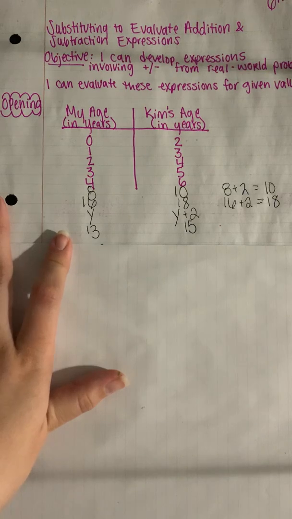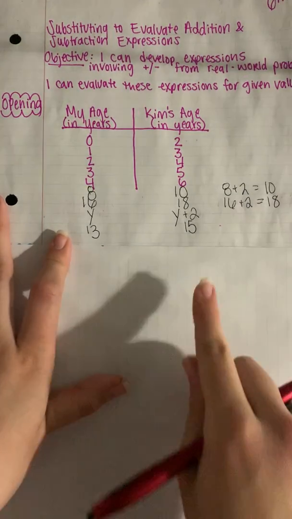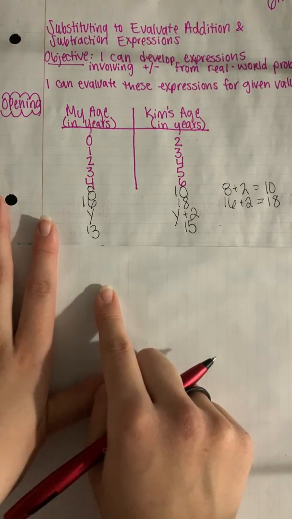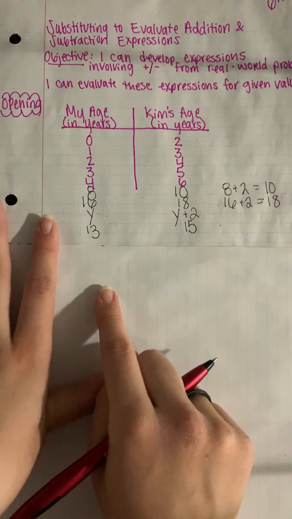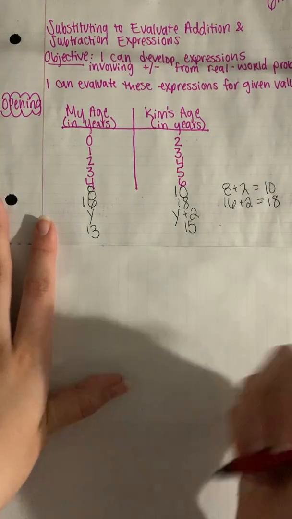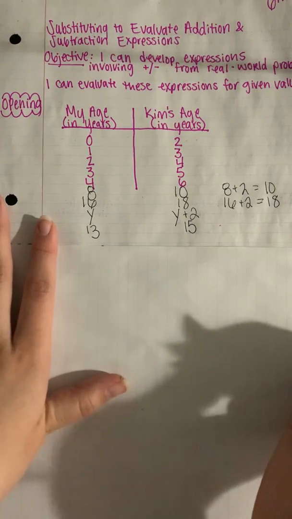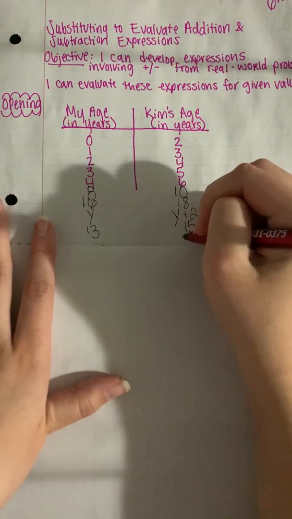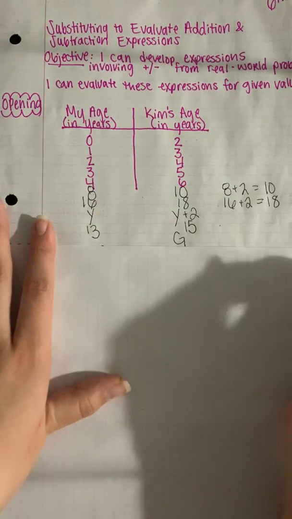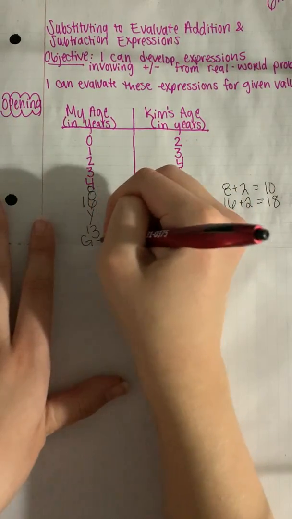My age is always 2 years less than my sister's. So if you know my sister's age, you can determine my age by subtracting 2 from my sister's age. I could use the variable g to represent my sister's age, or k or m or whatever I pick. And so if my sister's age is g, then mine will always be g minus 2.